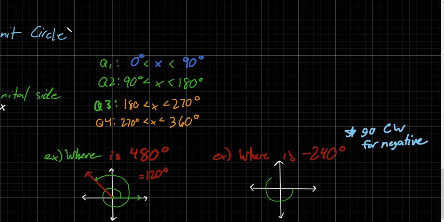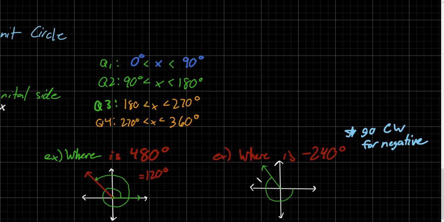Okay, I can't go back down. I want a number. In between this side and this side, what should be the angle? 30. I'd have to go down 30 degrees to get to 270. So this is my terminal side right here. So I just went negative 240 degrees.